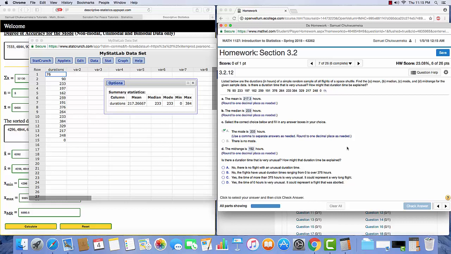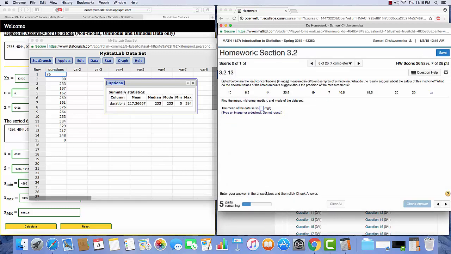So if you look at this for flights of a space shuttle, I think 0 hours is very unusual, okay? So this here, the time of 0 hours is very unusual. It could represent a flight that was aborted.